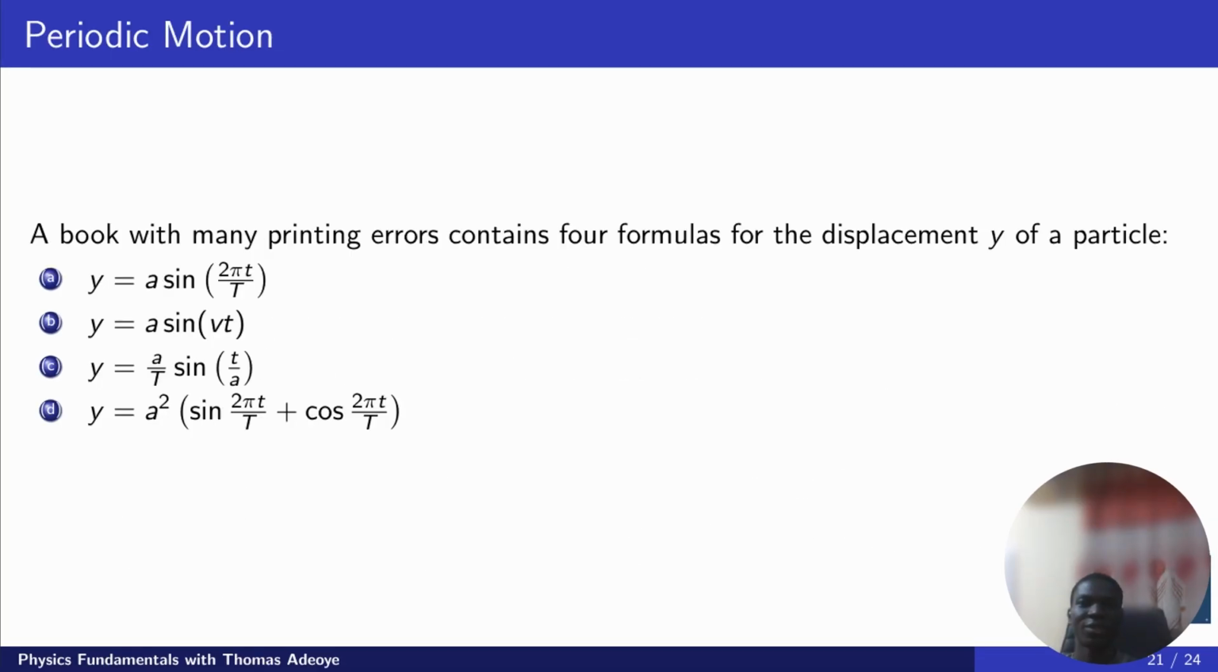So I want to give you a bonus, and what bonus is that? You should try to solve this. The question says that a book with many printing errors contains 4 formulas for the displacement y of a particle, and so these are the formulas. There are 4 formulas. So which among these formulas is or are correct? Let me just give you a hint. This is a sine function, a trig function, so you know that its dimension must be unity. So the dimension of this argument must be unity.